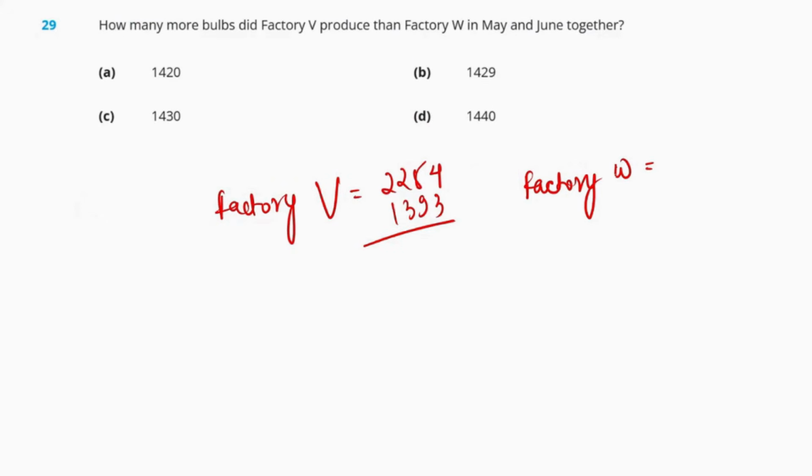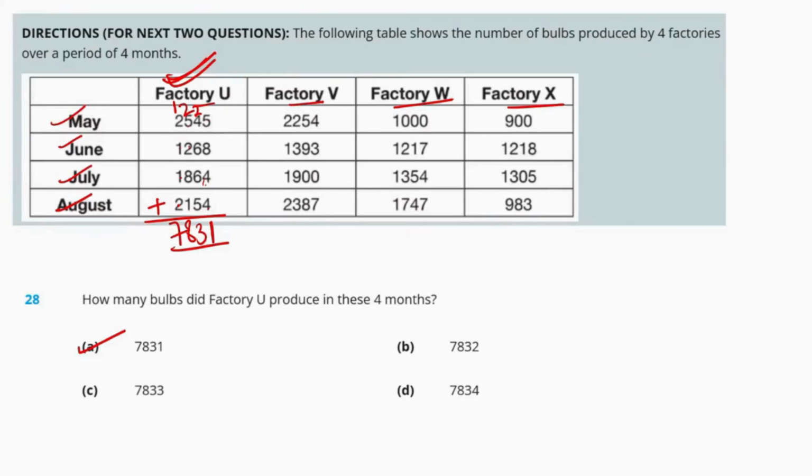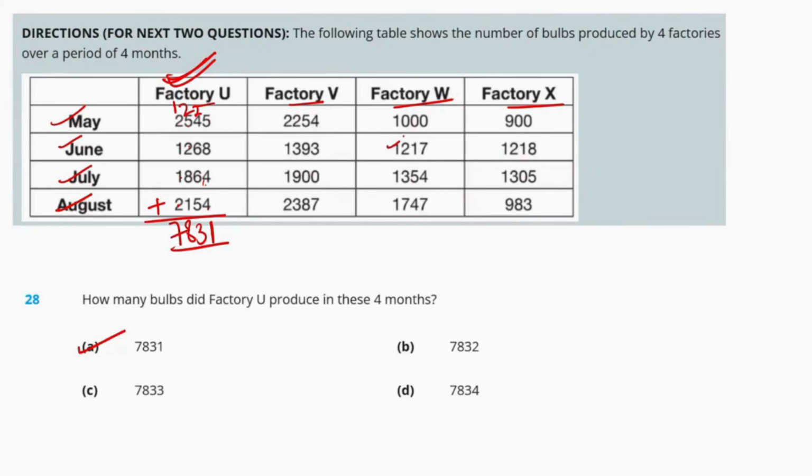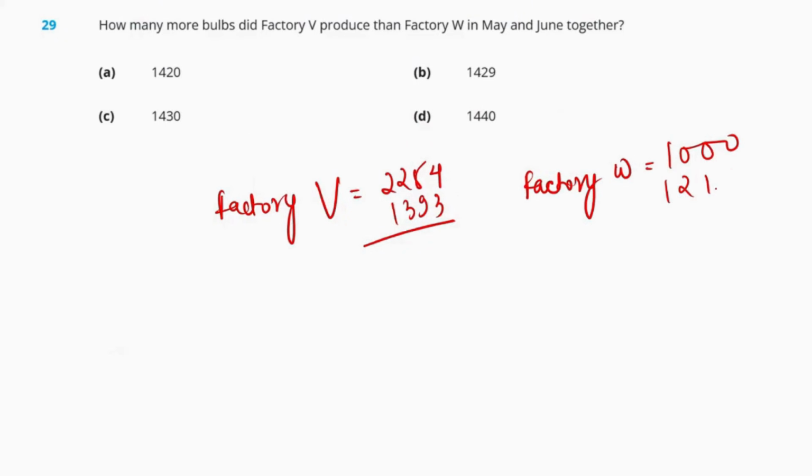Now talking about factory W for the month of May and June. For May it is 1000, and for June it is 1217, right? So 1217. Now we need to do the addition. So this will become 7. Now 9 plus 5 is what? 14. Then 1 carried here. So this will become 6. And this is 3. 3647.